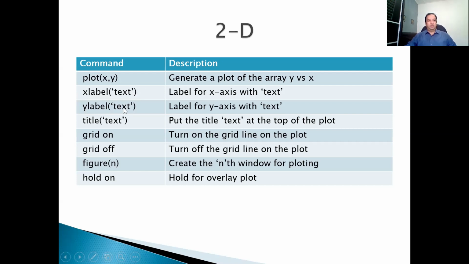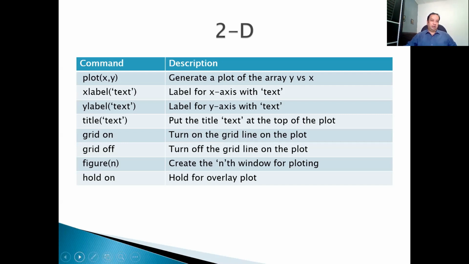Same as ylabel and title. One more thing to remember is that when we write xlabel, it is a small x label, ylabel, and title. As these are given in small alphabets, you need to use the same. You cannot make the first one a capital, otherwise you will not get it. And grid on, grid off are a few other things. Whenever you want the lines in the graph, you can use grid on, grid off. Then there is figure. We will cover these things.